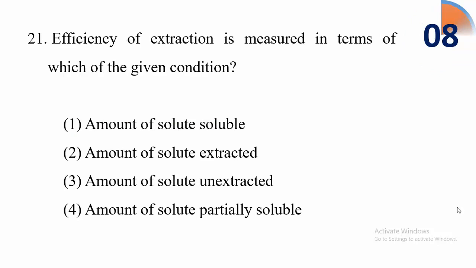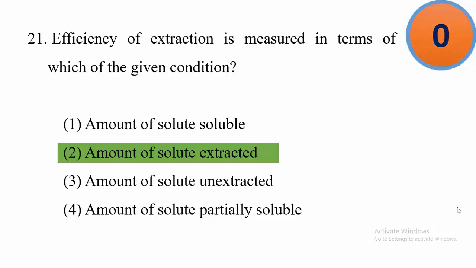Next question, efficiency of extraction is measured in terms of which of the given conditions? Amount of solute soluble, amount of solute extracted, amount of solute unextracted, amount of solute partially soluble. And the correct option is amount of solute extracted. That is, efficiency can be measured in terms of the amount of solute extracted; the more solute is extracted, the more the efficiency.